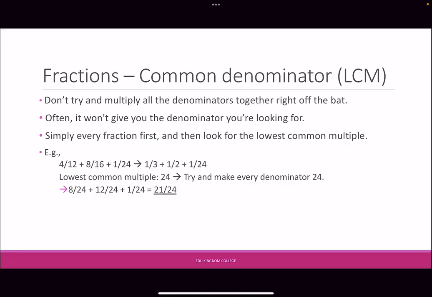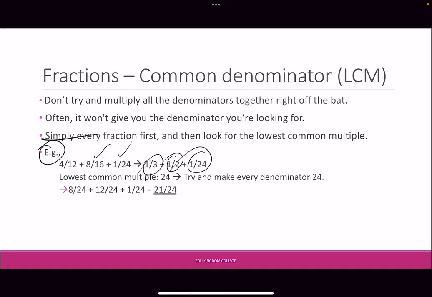Now, in this example we have 4 over 12, 8 over 16, 1 over 24. The most important rule is to simplify every fraction first, because this gives us smaller numbers that are easier to work with. So 4 on 12 is 1 over 3, then a half, and then 1 over 24. The lowest common multiple of 3, 2, and 24 is 24. This is why I said don't multiply them all together, because you could have the LCM there already, and you just need to change 2 of the fractions, not all 3.